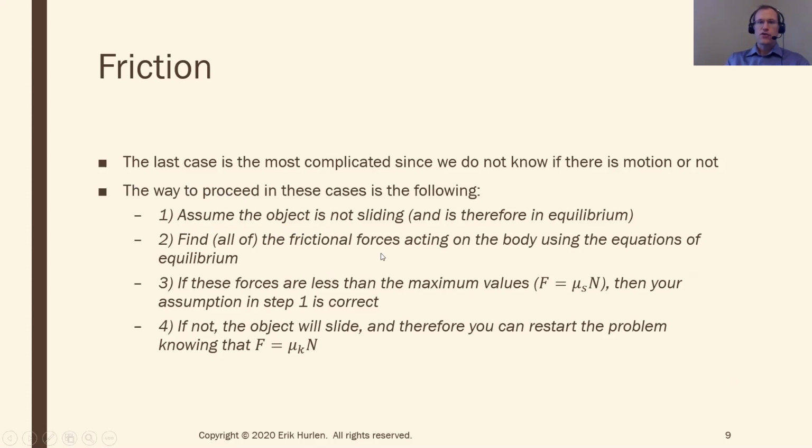And then once you found that frictional force, you can compare it to mu s times n. If it is less than mu s times n, then you did everything right and your box is not moving. If it turns out that you find a frictional force bigger than mu s times n, that means what you assumed, namely that the box is not moving, is not true. And so at that point, you can restart your analysis, knowing that it's moving now, and that the frictional force is mu k times n, and do the analysis that way.